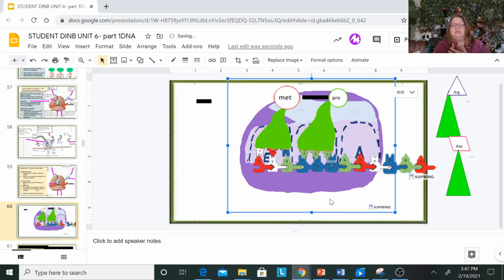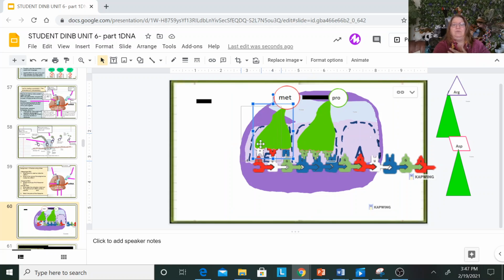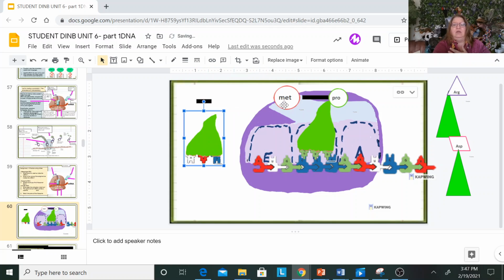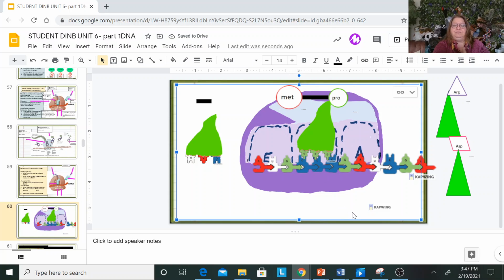And notice what that does. We have an empty A site. Now these amino acids are bonded together, so we can get rid of this tRNA molecule, and this methionine is now connected to the proline. Well, I want you to see if you can predict what's going to happen next.